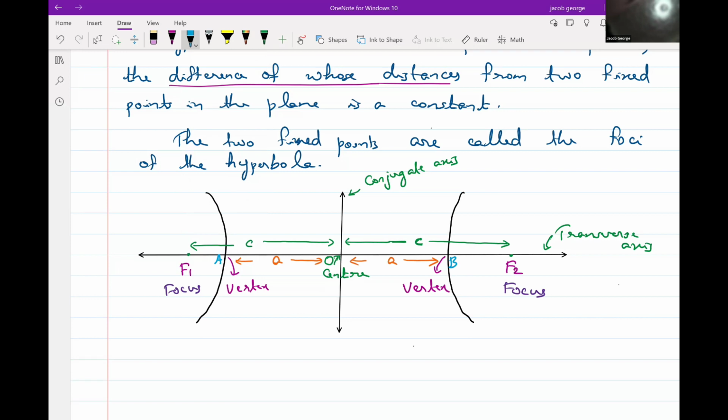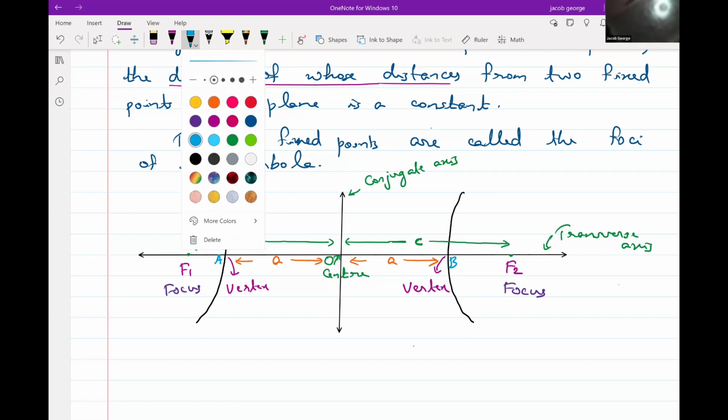C or A, which is greater among these two? C only. So C will act as the hypotenuse of a right triangle when we write the relation. And we have one more distance that is called 2b, the length of conjugate axis. Actually, that b we find by Pythagoras relation that I am going to explain after this.